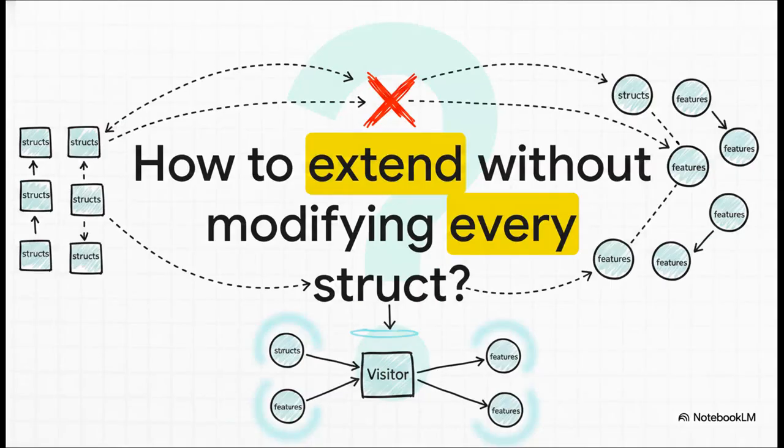Here's the absolute nightmare scenario. Adding a new type or a new feature forces you to modify everything. Every new feature touches every type, and every new type has to implement every feature. You're risking massive cascading regressions in your production code. So the holy grail question for software design really becomes, how do you extend the system without touching every existing struct? How do we break this n times m explosion of code?